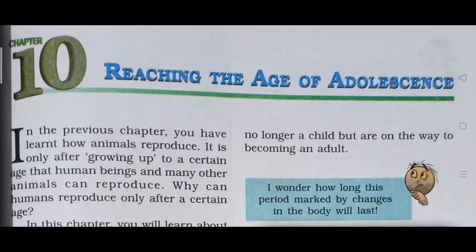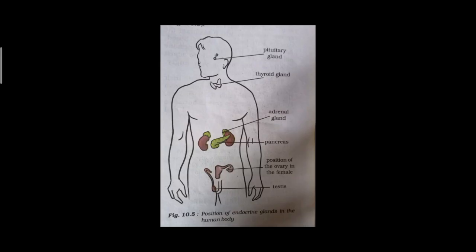Hello, my dear children. Let us continue the chapter Reaching the Age of Adolescence. We have already discussed that the pituitary gland is an endocrine gland which is known as the master gland. It is attached to the brain. The hormones secreted by the pituitary gland stimulate the testes and ovaries to produce their hormones.